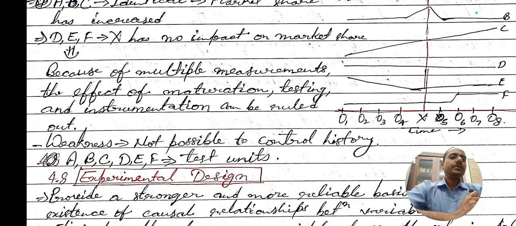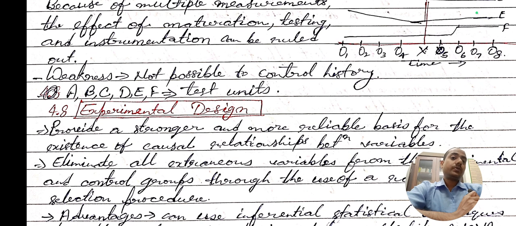Because of multiple measurements, the effect of maturation, testing, and instrumentation can be ruled out. So these all things, just like effect of maturation, testing, or instrumentation can be ruled out, and we can conclude that whatever there is a change or the effect in the test unit, that is due to the treatment which has been provided.